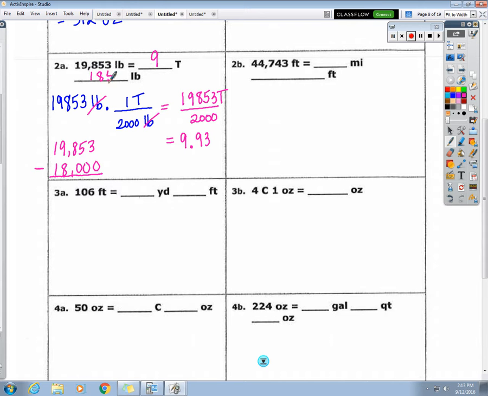Right, and think about it, guys. How much is 1 ton? 2,000 pounds. Isn't that number very close to 2,000? Well, which makes sense, because weren't you very shy of 10 here?